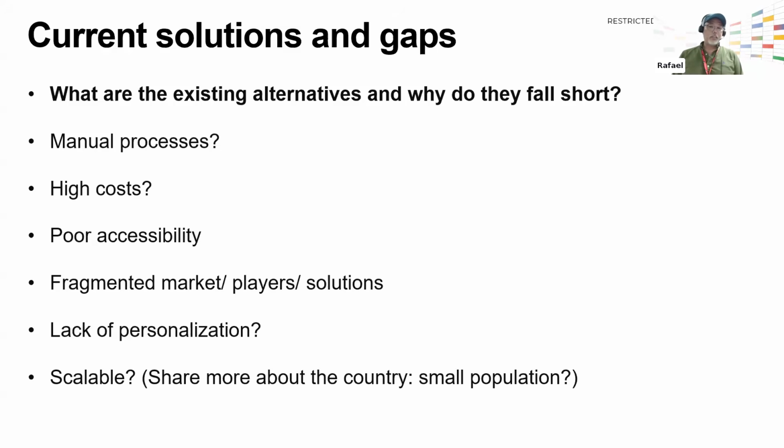The current problem is created because of what, right? Is it manual processes? Is it high cost to do something different? Is it purely poor accessibility from your target markets? The solution is already available in the urban areas. It's just that accessibility is very, very poor in the rural areas. Now, how do you address that? Then it's very clear your solution can address that.